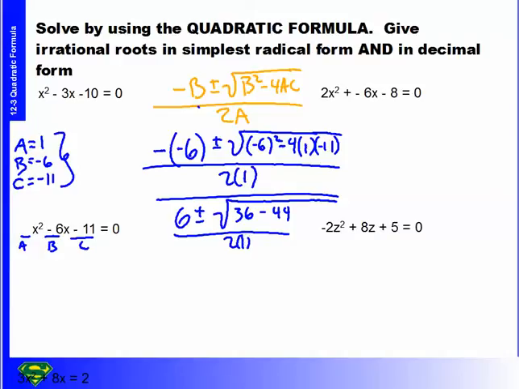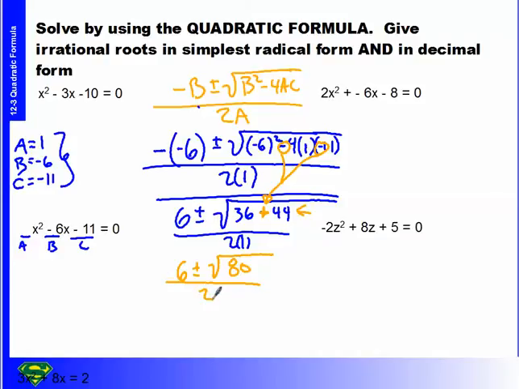Let's change colors, make it a little easier to see. So we have 6 plus or minus the square root, and I'm going to add these two numbers together. And it's 36 minus, oh, sorry, plus. Why is it plus? That's a good question. Let's look at that. A negative times a negative is a positive. So we add these two numbers together, and we get 80, all over 2.